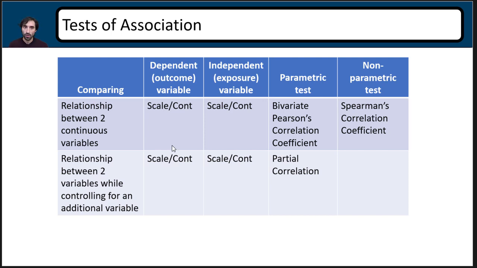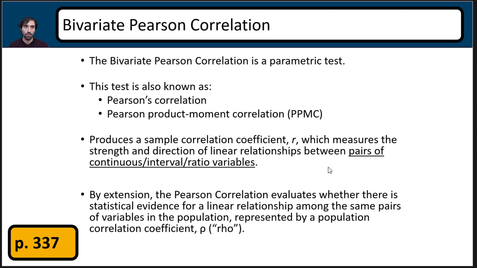So within testing of association, this is where a correlation comes in, where both the dependent and independent variables are going to be scale. Within our parametric test, we use a bivariate Pearson's correlation coefficient. When it's non-parametric, we use a Spearman's correlation coefficient. And then we also have partial correlation. We'll get to all of that.